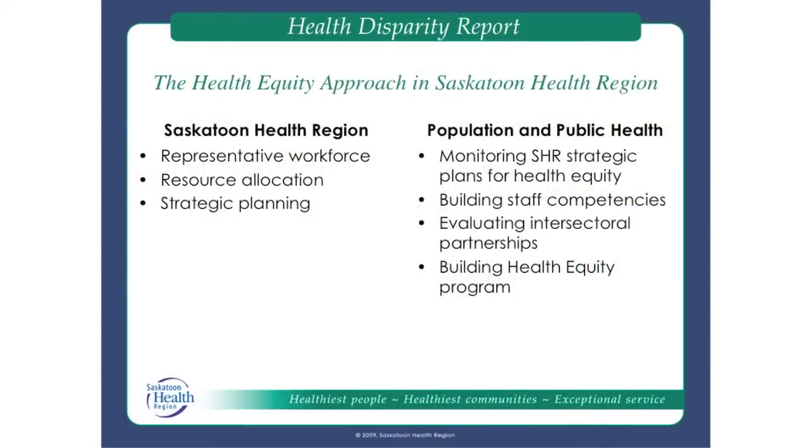So in response to that, the health region made health equity one of its organizational priorities. And in fact, in population and public health, we built health equity into our strategic plan as a lofty goal to actually reduce the gap in life expectancy between the most deprived and least deprived neighborhoods in Saskatoon Health Region. And to do that, we built a lot of different program activities into our strategic plan, including monitoring other SHR programs and departments' strategic plans for health equity principles, building our staff competencies in population health promotion and in health equity principles, and evaluating our intersectoral partnerships to see how well they were working and how they could be improved with time.